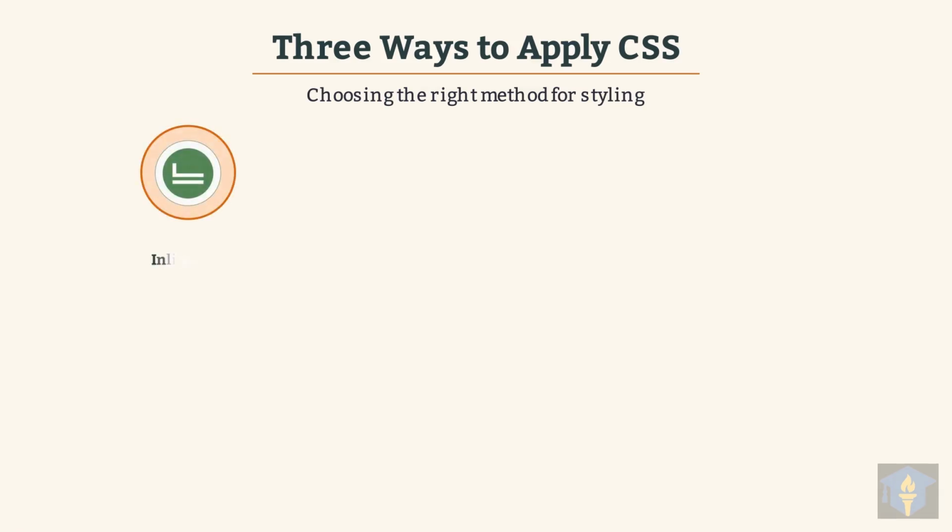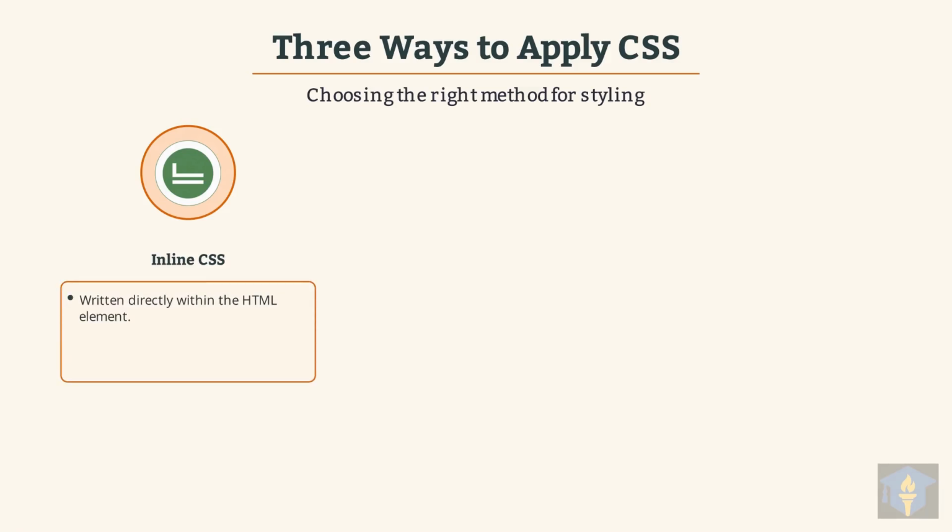First up is inline CSS, a method for applying styles directly to individual elements. Inline CSS is written directly within the HTML element using the style attribute. This method uses the style attribute within the HTML tag to apply specific formatting.